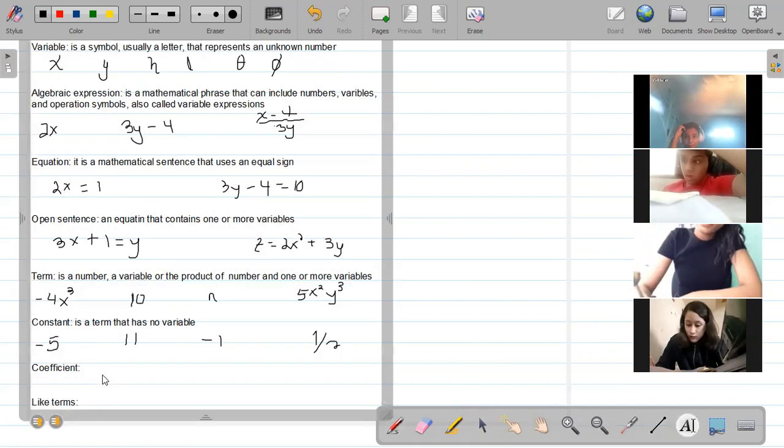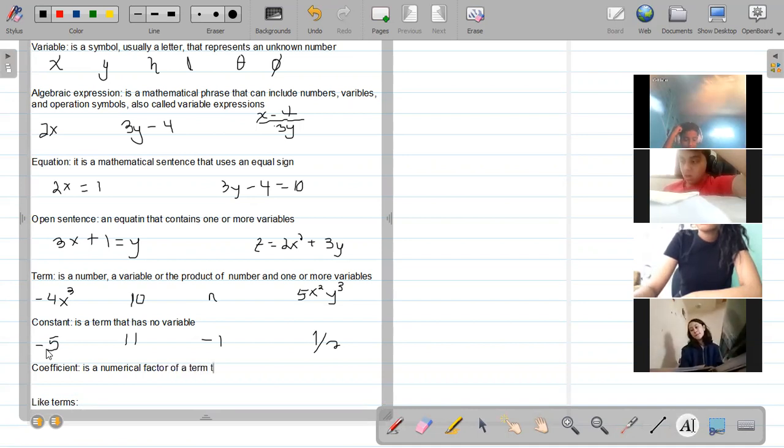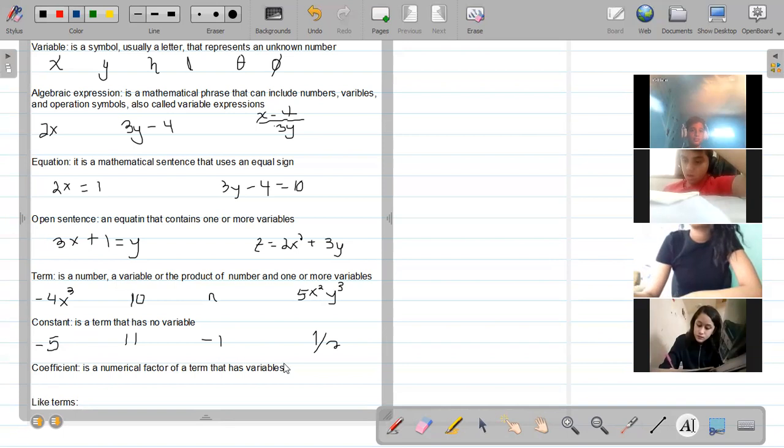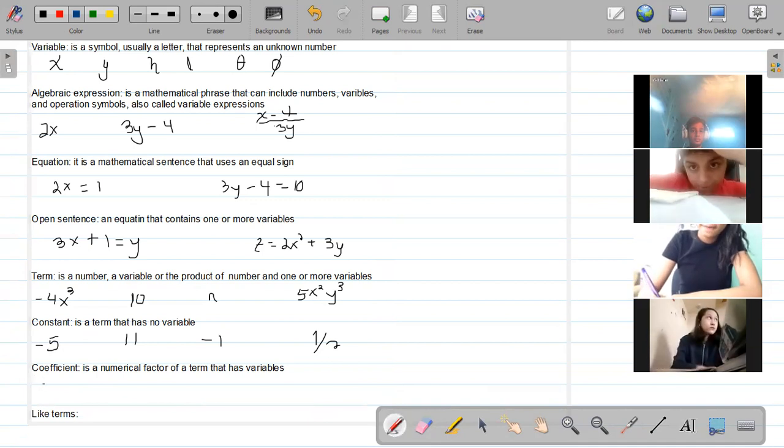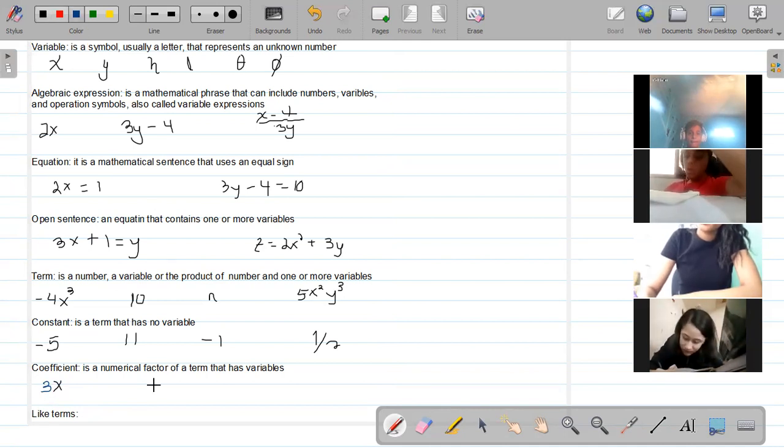Now, a coefficient. A coefficient is a numerical factor or a number of a term that has variables. Okay, so the coefficient, I'm going to place it in a different color. For example, we got 3x. So the coefficient is the one in blue. 3x, 3 is the coefficient. Or for example, -y.